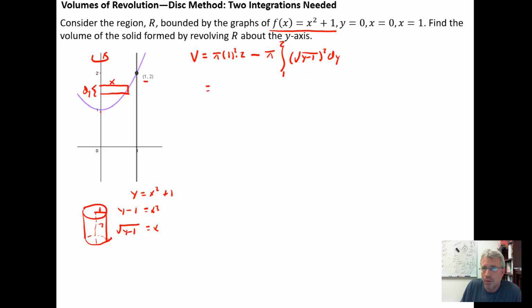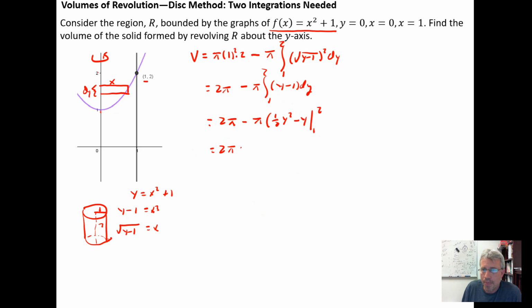And this right here, what are we going to get? We're going to get 2 pi coming out of that, minus pi times the integral from 1 to 2 of y minus 1 dy. And now grind away at it. 2 pi minus pi times 1/2 y squared minus y from 1 to 2. And just pop in pieces and go.